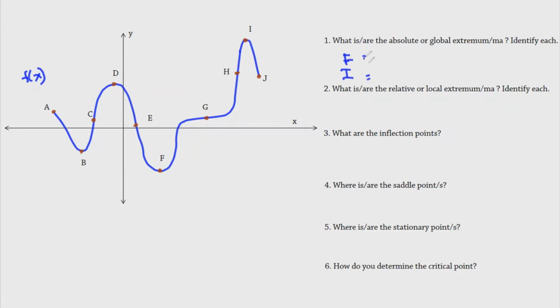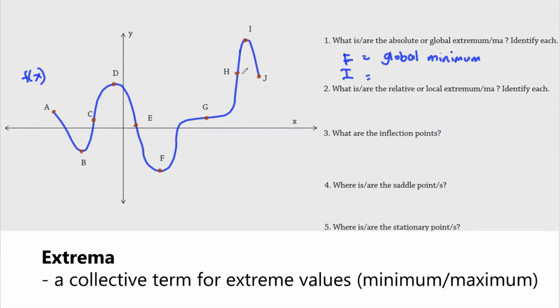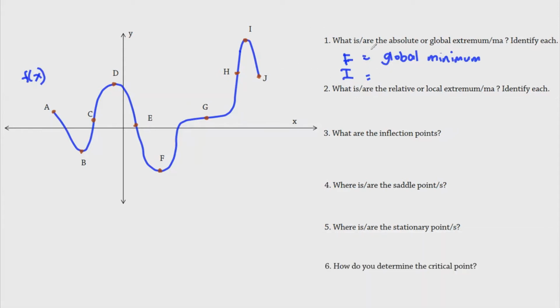So I have F, which is the global, so this one is the global minimum. So that's what is meant by this identify each. I-identify natin kung anong type ng extrema siya. Kasi remember, extrema is a collective term for minimum and maximum. So in this case, that's global minimum, and then I would be our global or absolute maximum. So you can also use absolute for such case. So, I hope malinaw yon. So, F and I, simply because yun yung lowest and then yun yung highest.